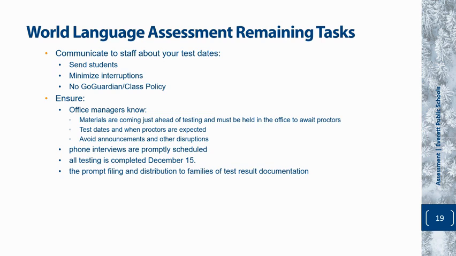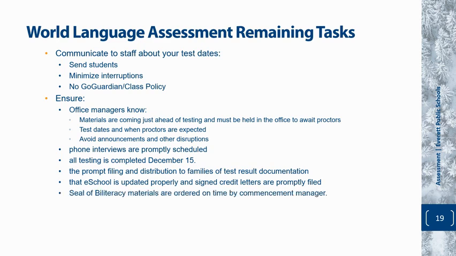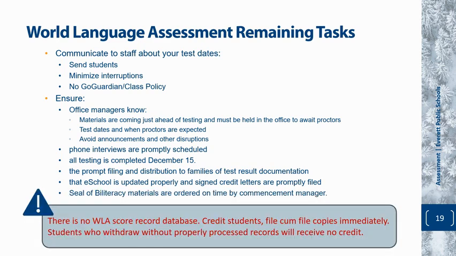Please make sure that you're getting things filed and distributed in terms of test scores and family letters as quickly as possible. Make sure that eSchool is getting updated properly, noting when students are proficient, and also making sure that those signed credit letters are getting filed in CUNE files and the credits are getting applied. And the reason that we care about that is that there is no WLA score record database. If we don't get that stuff filed promptly, if we don't get those things out to students promptly and get them back and get their transcripts taken care of promptly, if those kids leave, no one will ever know the student tested. They will never get credit. It'll be a real bummer. So please pay attention to that.